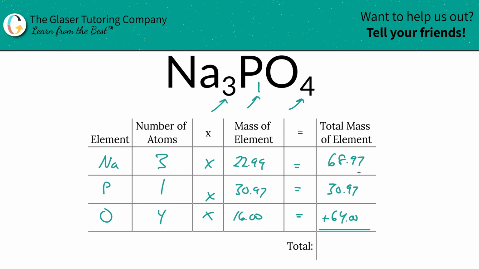Then to find the total mass of the entire compound, all you have to do is add up all of these total masses of each individual element, right? So this is 160. This is 163.94. And the units here are in terms of grams per mole because we're finding molar mass.